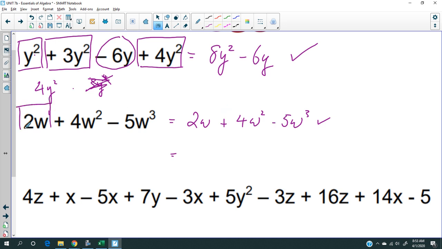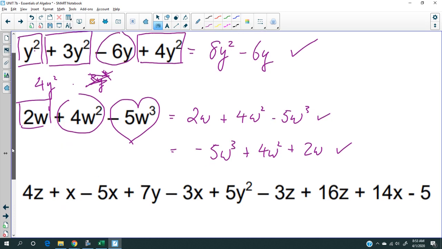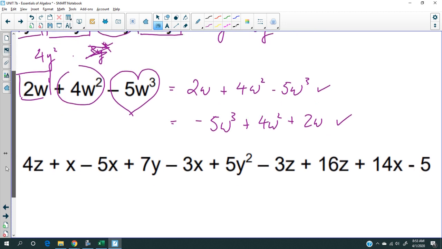Put boxes around them, right? Now they're all different families, right? So this one goes in the front. It's actually minus or negative 5w to the third, and then the 4w squared, and then the positive 2w. Okay? All right. Don't sweat this one too much. The quiz is not going to have these sort of questions.